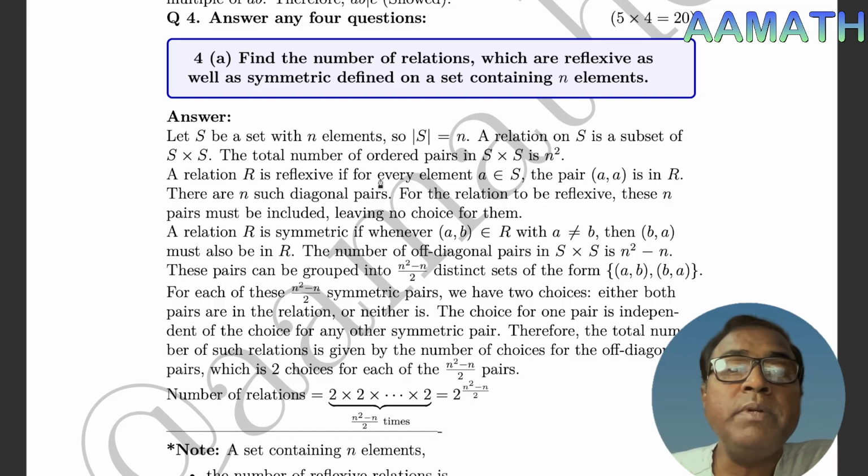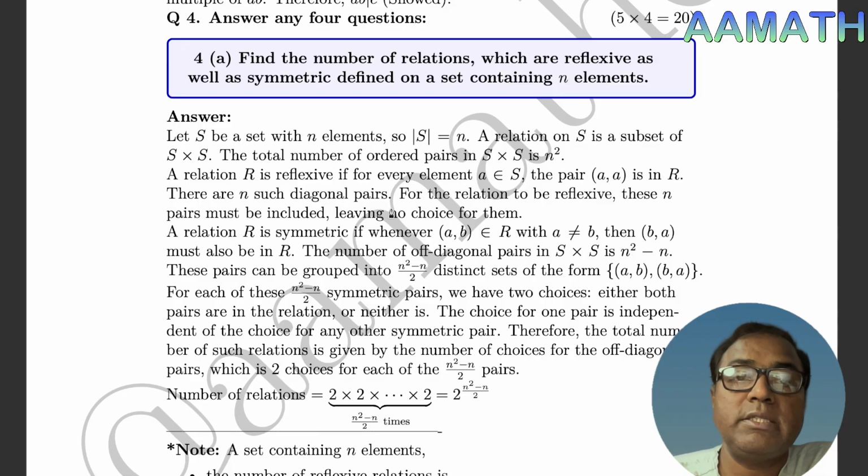A relation R is reflexive if for every element A belonging to S, the pair (A, A) is in R. There are n such diagonal pairs for this matrix, say A, B, C, D, so for (A, A), (B, B), (C, C), (D, D) and so on along the principal diagonal, the ordered pair is in R. For the relation to be reflexive as well as symmetric, these n pairs must be included, leaving no choice for them.